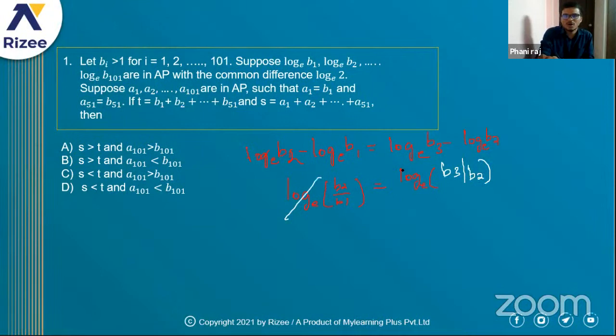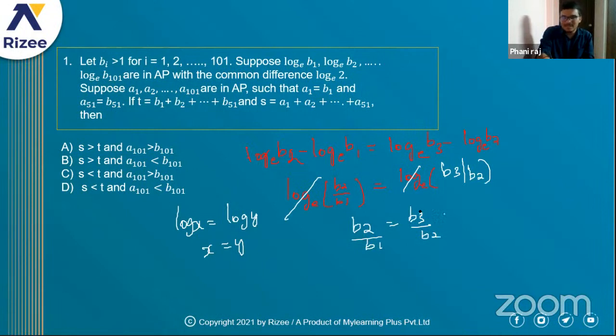Now you can cancel the log. You cannot cancel log like that, it's not a factor, but as a matter of convention I'm saying that. We're actually using the property that if log x equals log y, then x equals y. So now b2 by b1 equals b3 by b2, which is the definition of a geometric progression. So that means b1, b2, and so on are in GP.